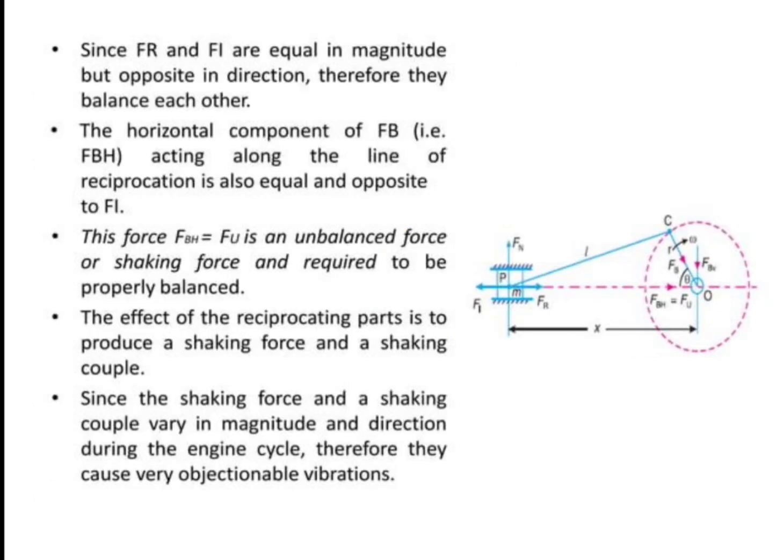Since Fr and Fi are equal in magnitude but opposite in direction, they balance each other. The horizontal component of Fb, the force acting along the line of reciprocation, is also equivalent to Fi. This force Fu is the unbalanced force or shaking force that needs to be balanced. The effect of the reciprocating part is to produce a shaking force and a shaking couple. Since the shaking force and the shaking couple vary in magnitude and direction during the engine cycle, they cause very objectionable vibration.